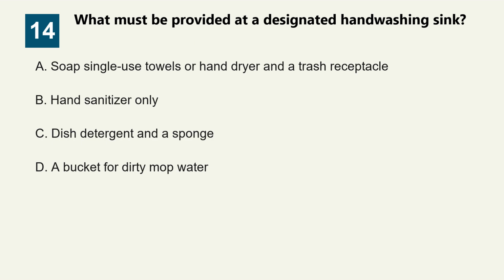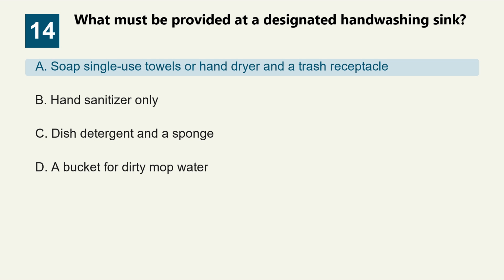Question 14. What must be provided at a designated handwashing sink? Option A. Soap, single-use towels or hand dryer and a trash receptacle. Option B. Hand sanitizer only. Option C. Dish detergent and a sponge. Option D. A bucket for dirty mop water. The correct answer is option A.